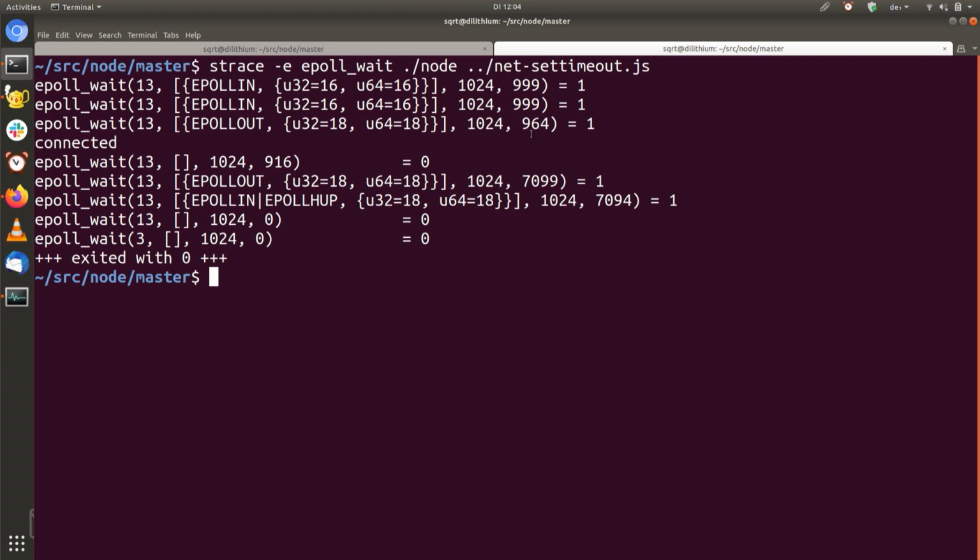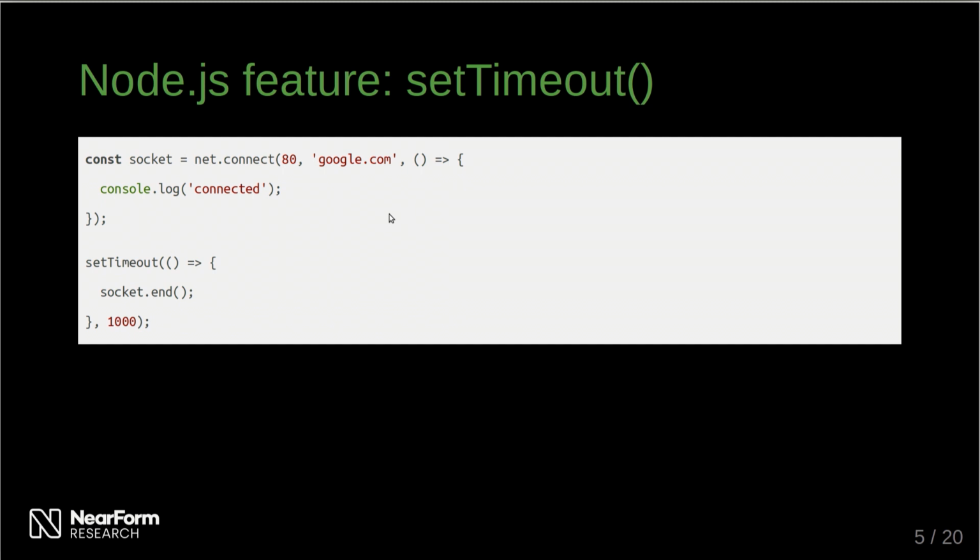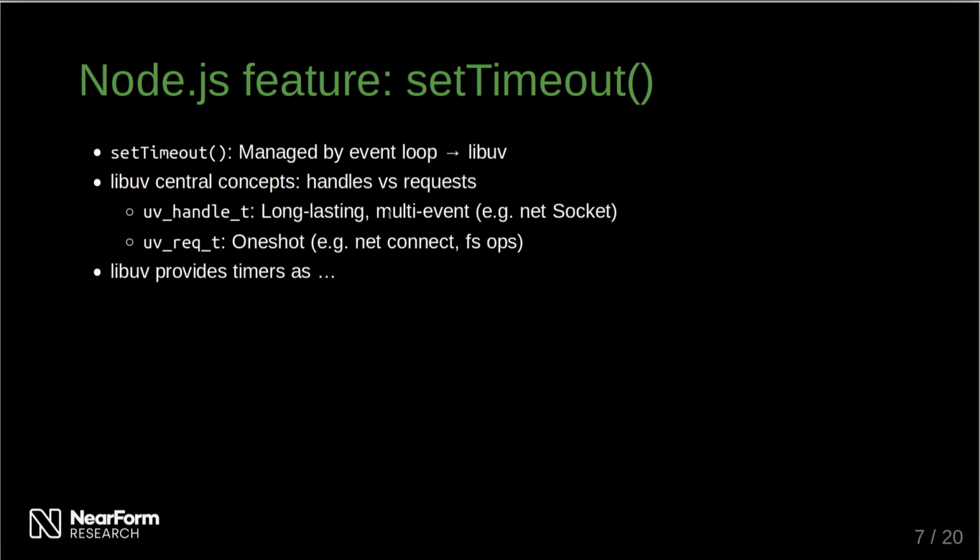And the reason for that is that timeouts and other things on the event loop have to be integrated into each other. The idea is that the event loop tells the operating system, hey, wait for any of these events to happen, or the timeout, whatever happens first. So it's managed by the event loop, in our case, libuv, the event loop library for Node.js.